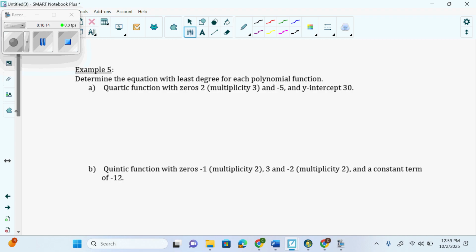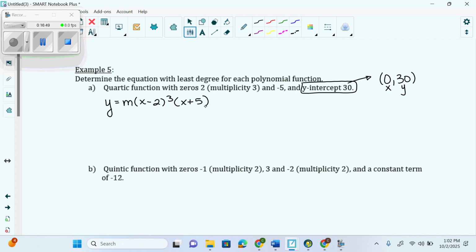So here it says determine the equation with least degree for each of the polynomial functions. A quartic function, what's quartic? 4. Quartic function with 0, 2 multiplicity 3, and negative 5, with a y-intercept of 30. What are they telling me here? X equals 0 and 30. So that's my x and my y, and solve for m. Go. Have y equals m (x minus 2) cubed (x plus 5). Fill in the 30. 30 equals m (0 minus 2) cubed (0 plus 5).